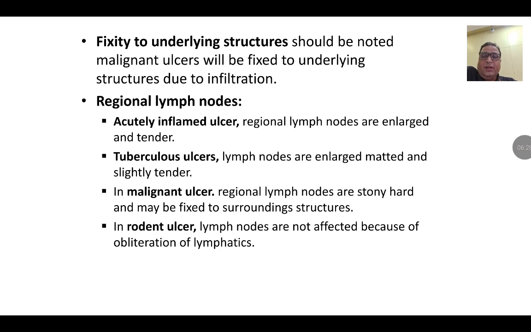Regional lymph node. In an acutely inflamed ulcer, regional lymph nodes are enlarged and tender. In tuberculous ulcer, lymph nodes are enlarged, matted and slightly tender. In malignant ulcer, regional lymph nodes are stony hard and may be fixed to the surrounding structure. In rodent ulcers, lymph nodes are not affected because of obliteration of lymphatic tracts.